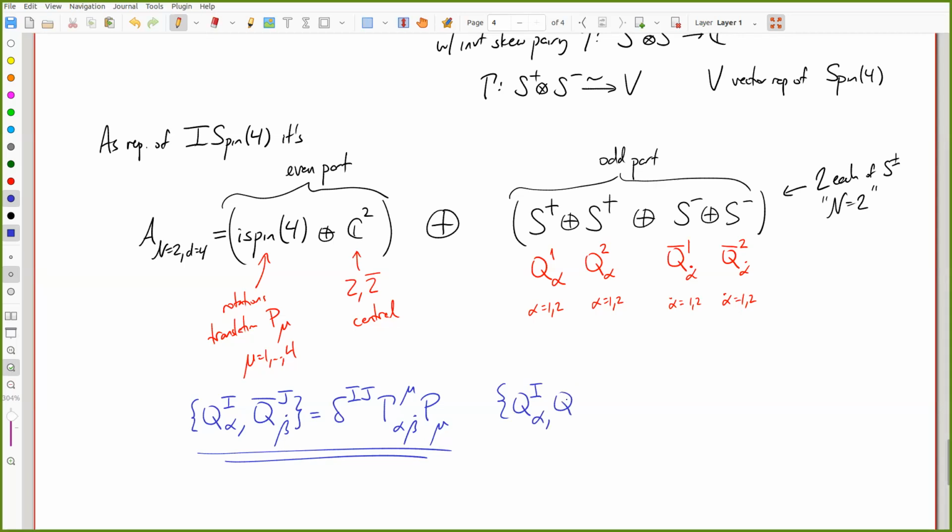But the bracket of the Q's, of Q1 and Q2, will give, this epsilon is the Levi-Civita symbol. So it's non-zero only if I and J are both 1 and 2. And then we have this pairing eta alpha beta, and here appears the generator Z. So this central generator appears in the bracket of the Q's. The more important thing is that the bracket of a Q with a Q bar gives you a translation.